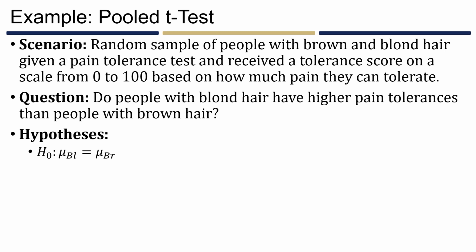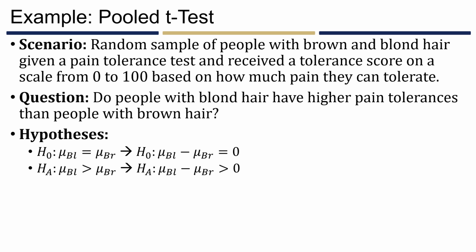The average pain tolerance score for the people with blonde hair is equal to the average pain tolerance score for people with brown hair. Or alternatively, we can subtract the mean for the people with brown hair over to the left-hand side and say that the difference between the two means is equal to 0. For the alternative hypothesis, we want to test to see if the average pain tolerance score for those with blonde hair is significantly greater than the average pain tolerance score for those with brown hair. Another way of writing our alternative would be again to subtract over the mean for the people with brown hair over to the left-hand side and say that the difference between the two is greater than 0.